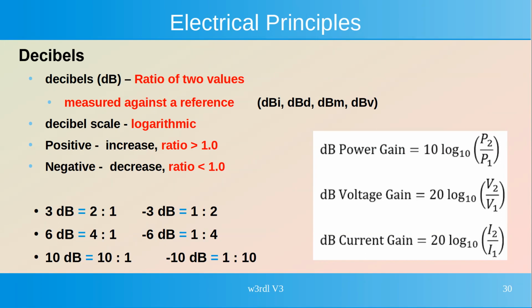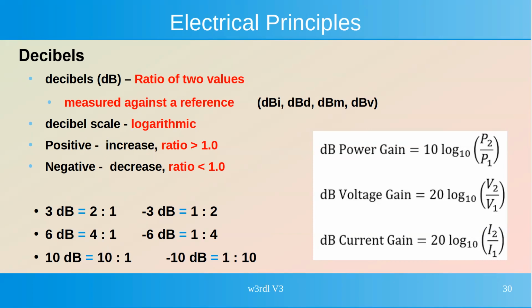Minus 3 dB is a ratio of 1/2. 6 dB is double 3 dB, obviously, so it's a ratio of 4 to 1. And minus 6 dB is 1/4. So you can see where this is going. So 9 dB would be a ratio of what? 8 to 1, right? And minus 9 is going to be a ratio of 1/8.